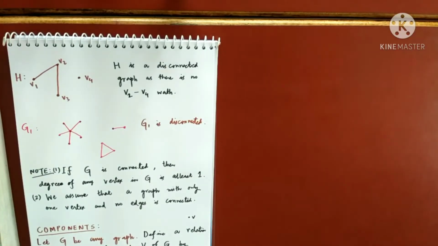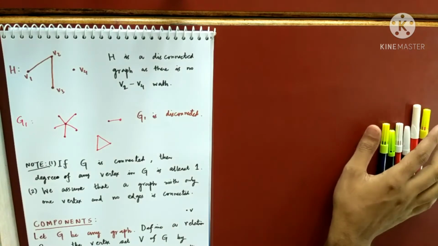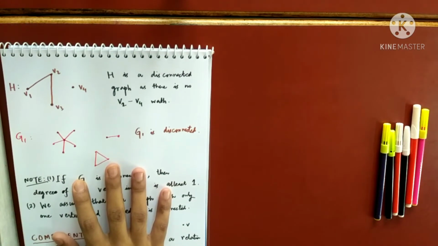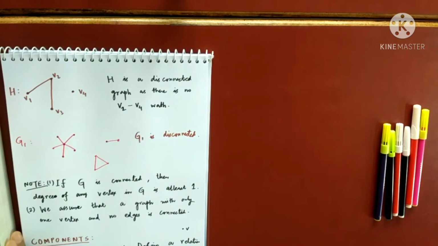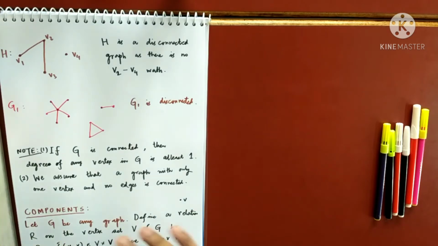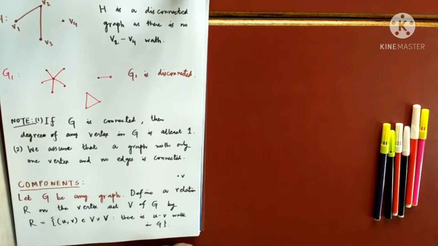Okay, I was talking about connectedness and disconnectedness, that is, connected graph and disconnected graph. I already defined when I will call my graph connected and when I will call it disconnected, right? And now the next thing that I started is something called components. Till now I haven't defined what I mean by components.